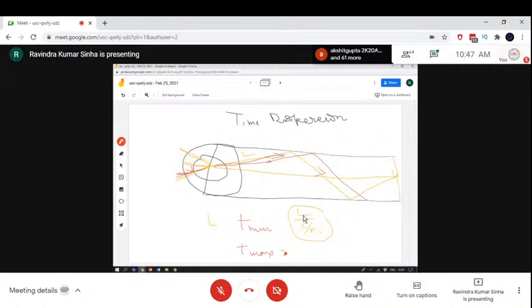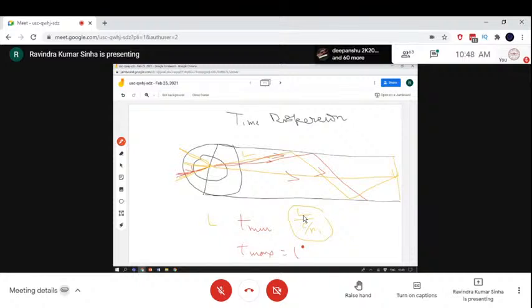So can anyone calculate what will be the T maximum? L/C will be... How much? L/C, because if we take the R, then it will have a different index. No, but the distance traveled is different. This is the least distance. The distance traveled, because they will be traveling in a zigzag manner, so that distance will be different. And then you will be dividing by this.